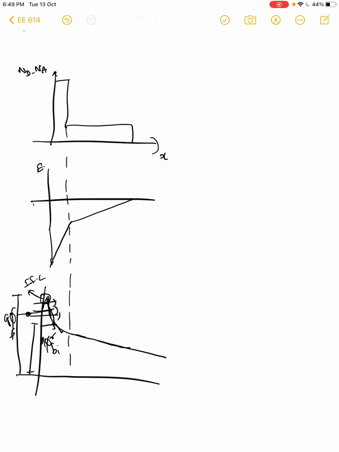Another way to engineer this barrier so that you have very low tunneling probability is the exact opposite of this. If I have Nd minus Na, something like this.